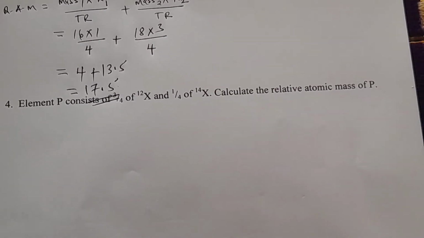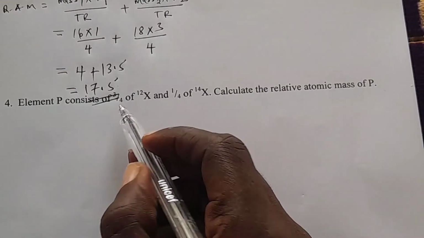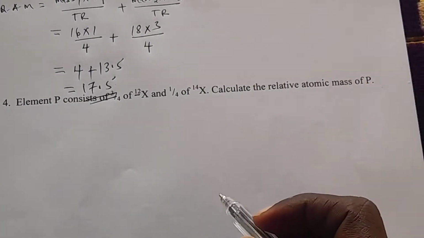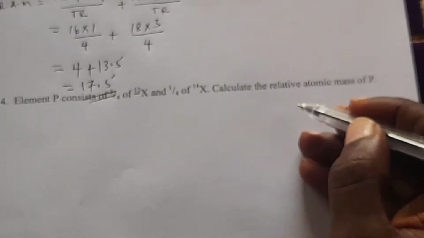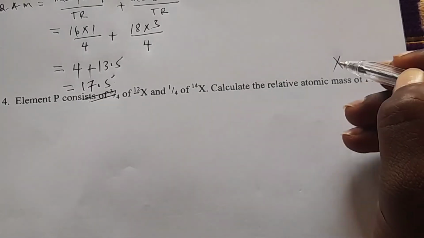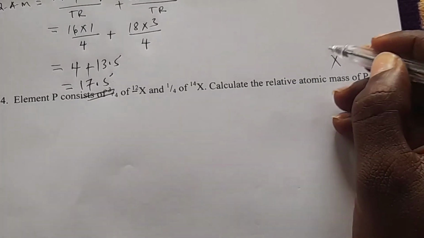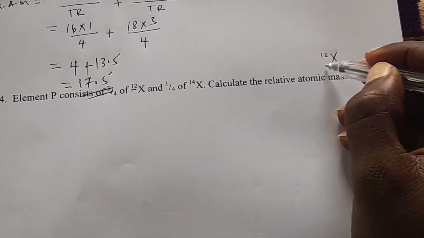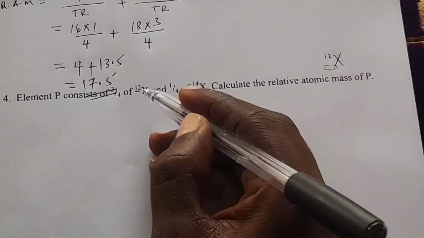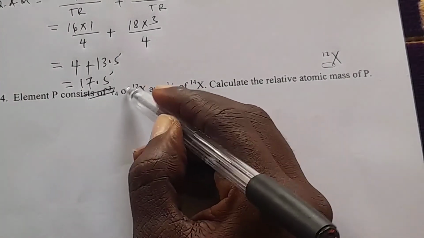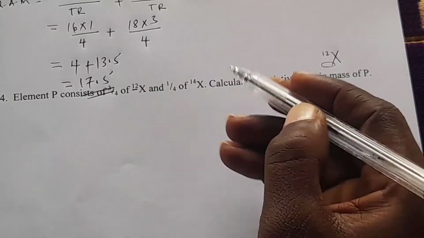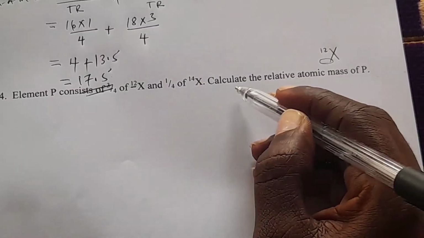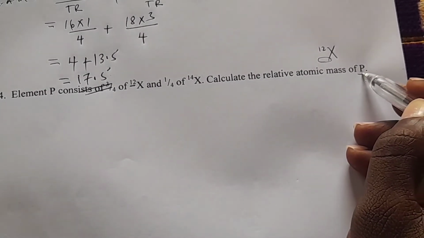We are told an element B consists of 3 out of 4 of X, that one is the mass number. Remember, we are told you can write atomic number and mass number in a format by putting the mass number on top, like 12, then the atomic number you're supposed to put down here. So this is a mass number of 12. 3 out of 4 of X with a mass number of 12 and 1 out of 4 of X with a mass number of 14. So calculate the relative atomic mass of element B.